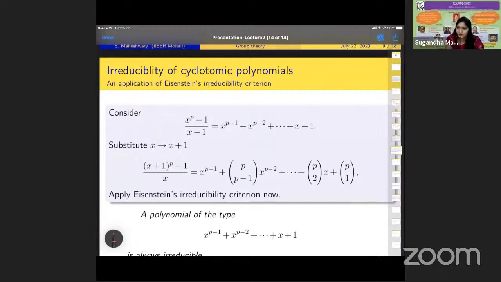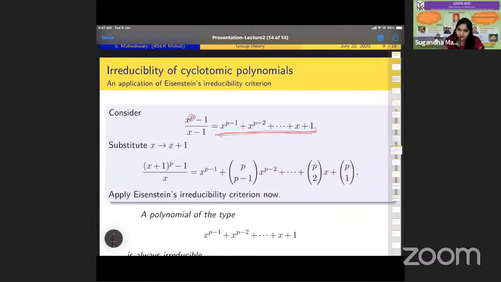So I look at this one, which is x to the p minus 1 over x minus 1, and this factors like this, right? So this is equal to x minus 1 times this. And my claim is that this is an irreducible polynomial. This is not for general n, but for a prime power that you have, this will be irreducible.